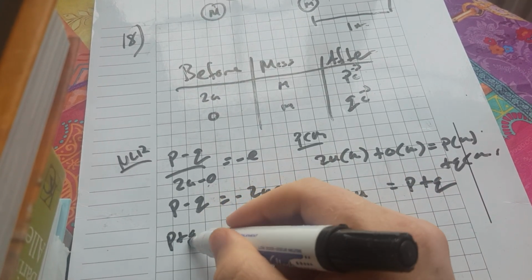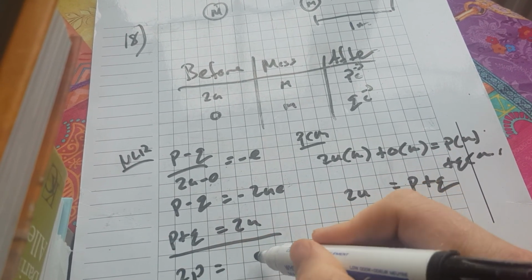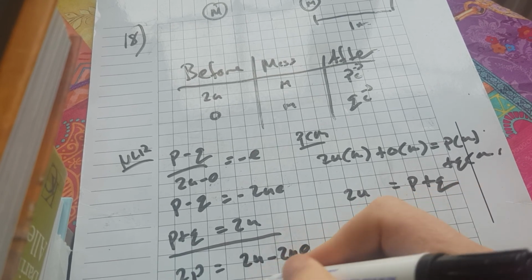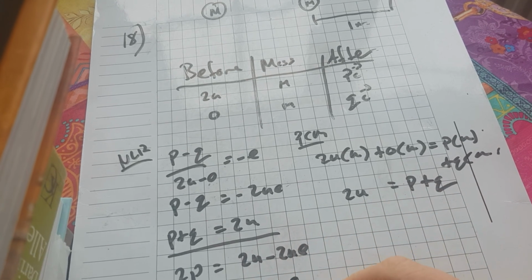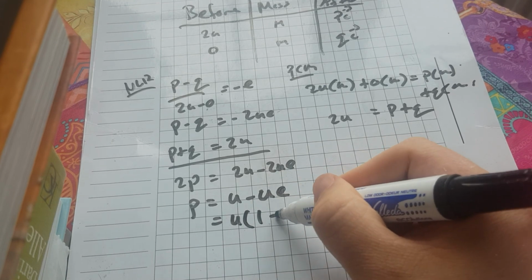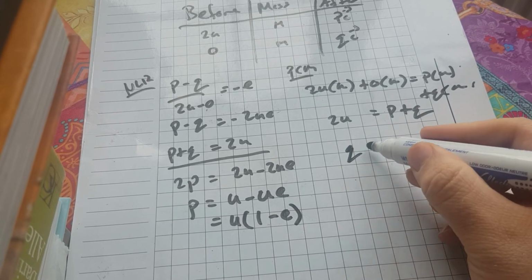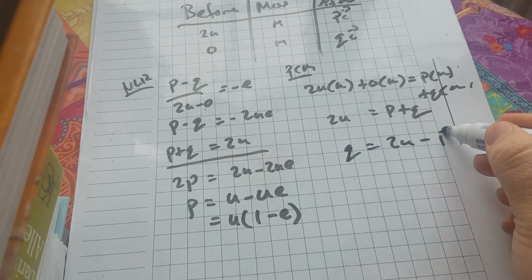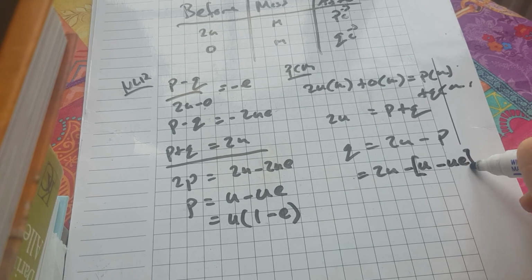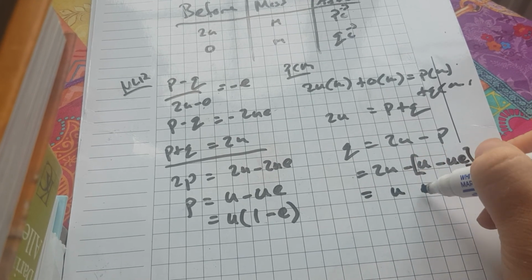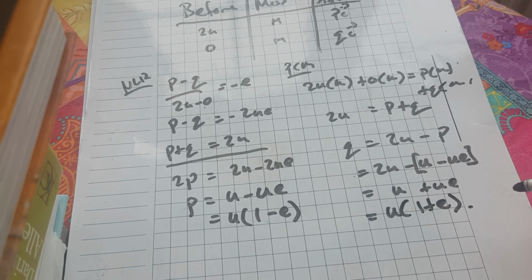So put p plus q under this one. Okay, 2p then equals 2u minus 2ue. Divide across by 2 and factorize out the u. Okay, find q, sub it back into one of the two. So q equals, from here, 2u minus p, so 2u minus u minus ue is u plus ue, which is u(1 plus e). Okay, as asked. All right.